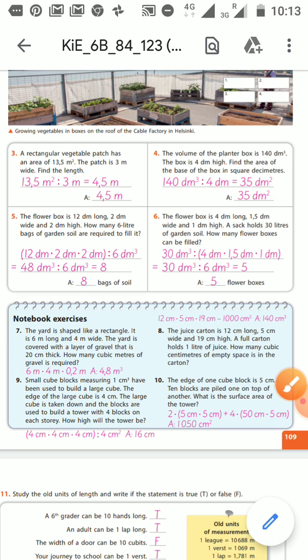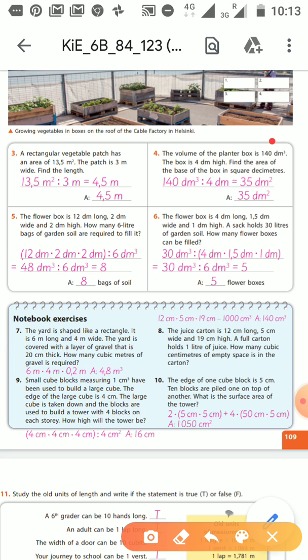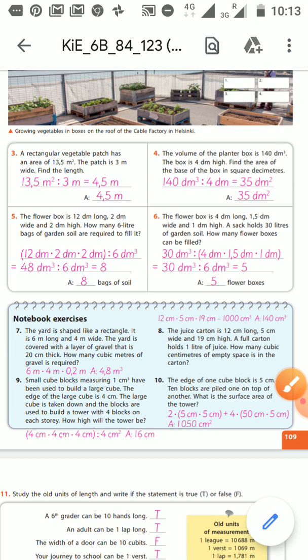Question 4 is the volume. You've been given the answer here, which is 140, and you've been given one of the figures, which is 4. So how do you work out the area? Well, it's 140 divided by 4, 35 decimeters.